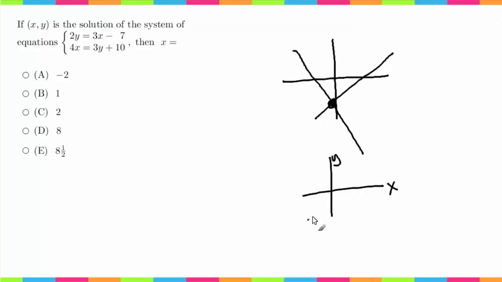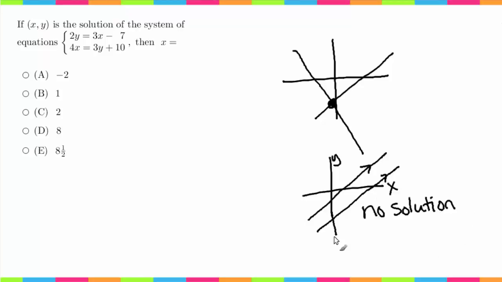And now let's say we have two parallel lines. So again, these aren't going to be straight, but just use your imagination. Okay, so imagine that these are parallel. So in this case, they're never going to intersect, and therefore this would be no solution. Now we have one more possibility, and that's if the lines were directly on top of each other. So that would be an example.